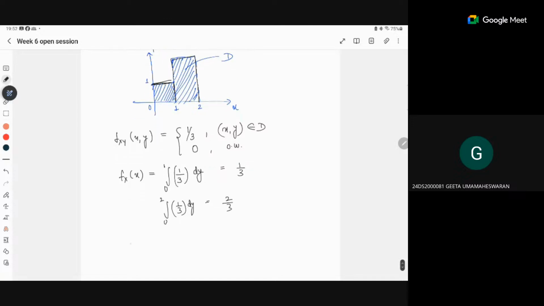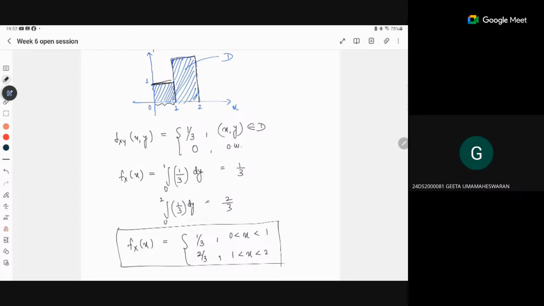So how does my marginal density look? It is 1 upon 3 when x lies between 0 to 1, and 2 upon 3 when x lies between 1 to 2. So this is my marginal density. Are you considering the entire area of 1 by 3, or for the first range from 0 to 1 do you have to take only one as area and the other one as 2?